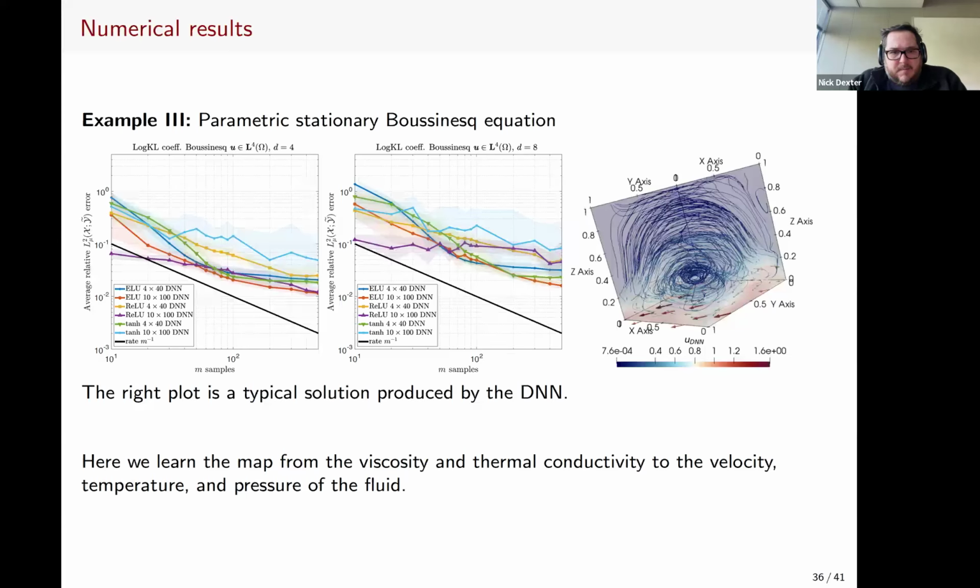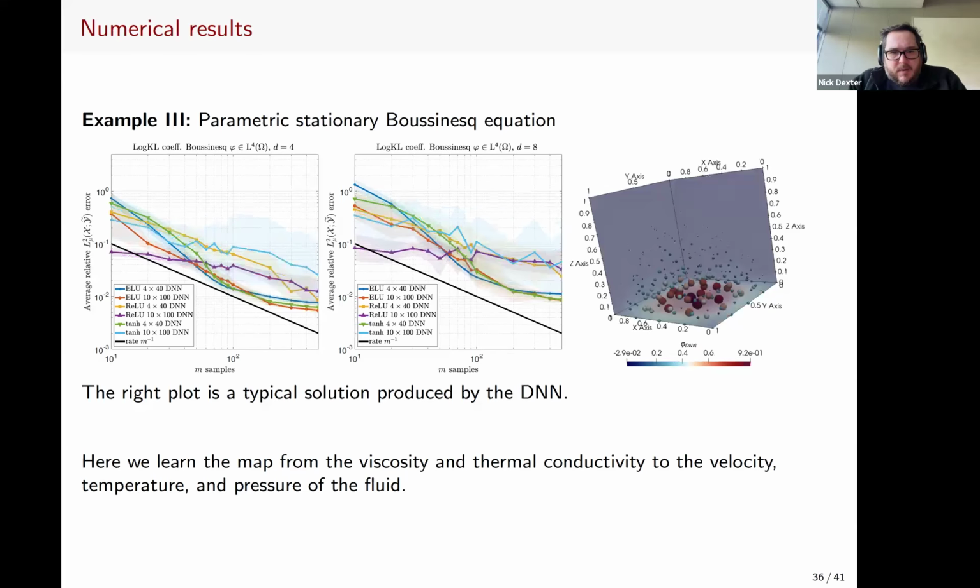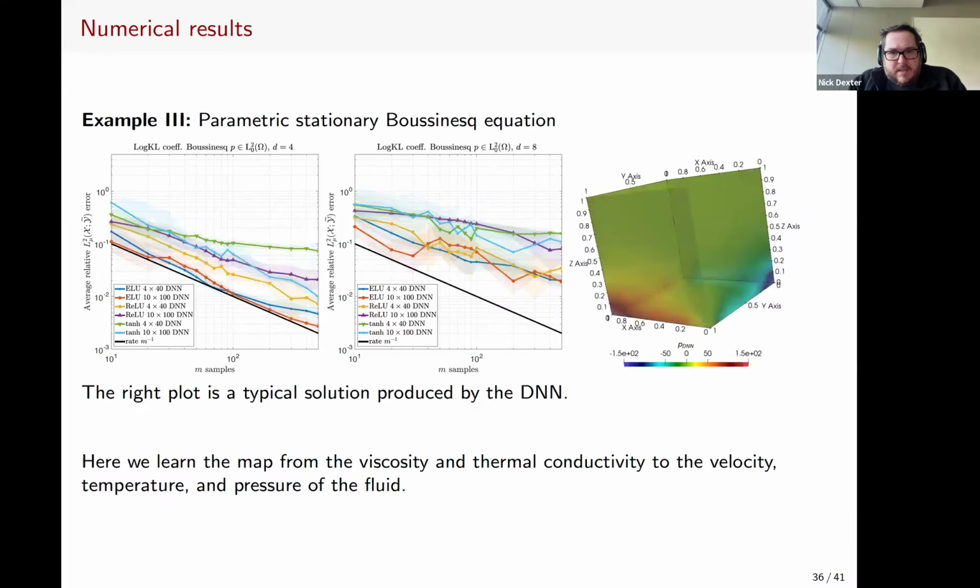And you can see the same kind of behavior. The rate of convergence is largely observed to be order 1/m. We go to the temperature, we see the same kind of thing. On the right, again, is a typical solution produced by the DNN for the temperature. And then finally, for the pressure of the fluid, it mostly agrees with the order 1/m convergence rate.